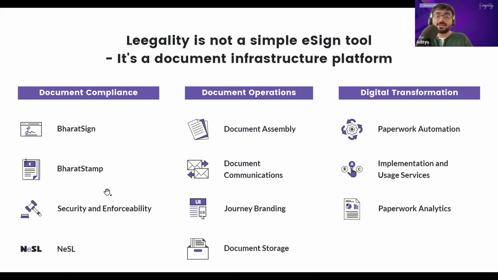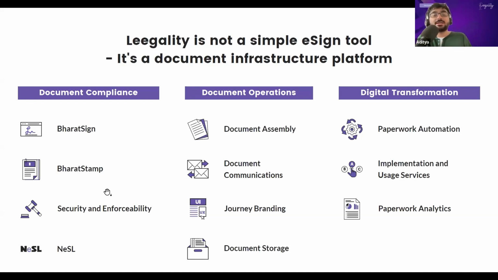eSign is one component in a proper digital document execution process. To digitize paperwork at scale, you definitely need eSign in that process, but that's just not enough. You need a component that helps you digitize each and every leg of this multi-layered process, from stamping to security and enforceability. You need components that solve for operational needs like document assembly, document communications for internal stakeholders to do things like reviewing and signing off, to be kept in the loop about things, branding for customer comfort.